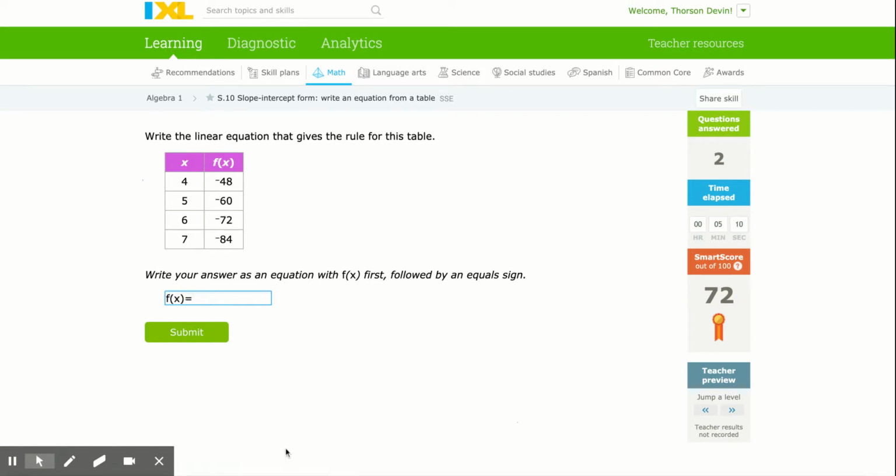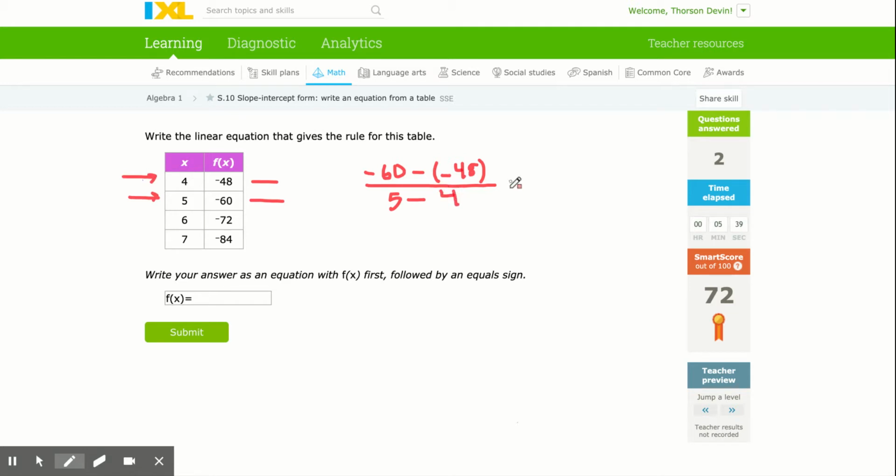Now I got to find my slope. So the first thing I'm going to do is use these top 2 points here. I'm going to take that second y value, which is negative 60, and subtract off the first y value, which is negative 48. And I'm going to divide that by the second x value, which is 5, minus the first x value, which is 4.